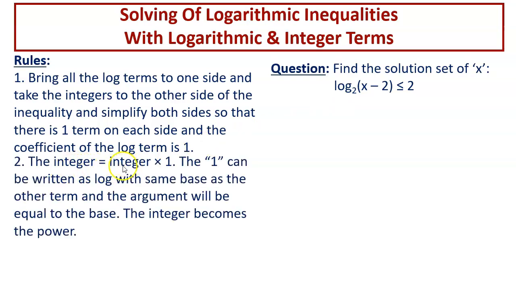The integer can be written as integer times 1. That is, 2 can be written as 2 times 1. And the 1 can be written as log with the same base as the other term and the argument will be equal to the base. The integer becomes the power. So let us see what is happening.